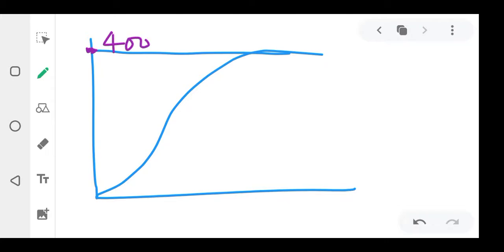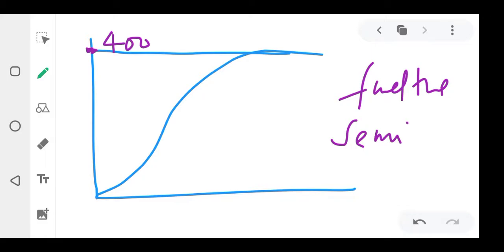And then they tell you, find the semi quartile. So for you to find the semi quartile, you're supposed to find the lower quartile. You first find the lower quartile.